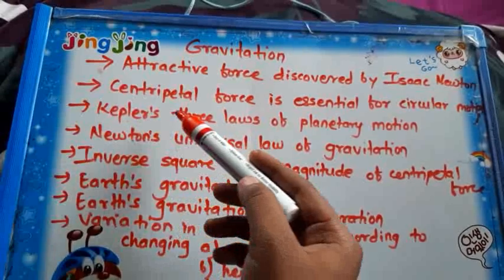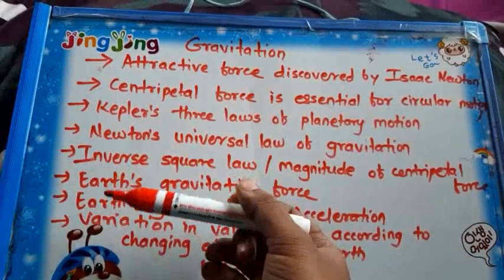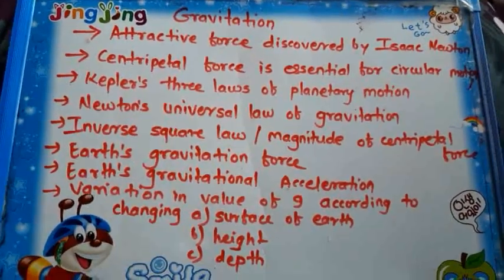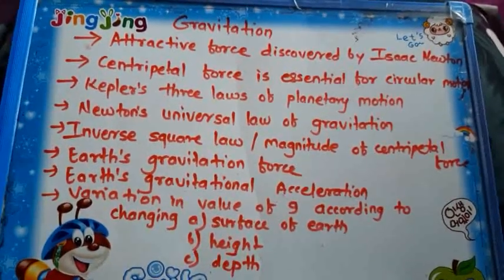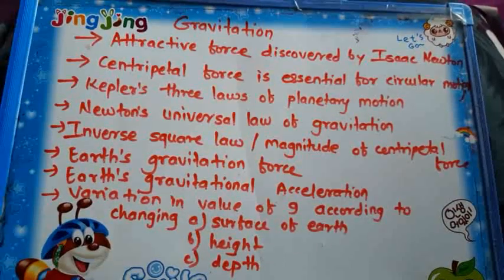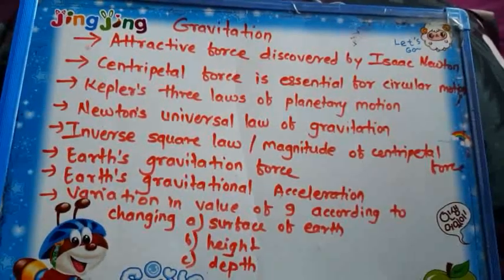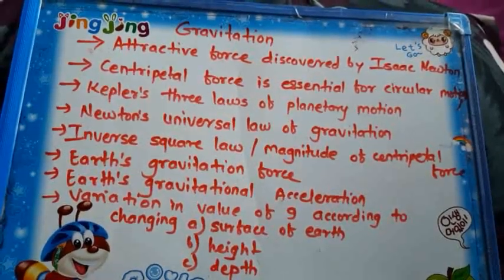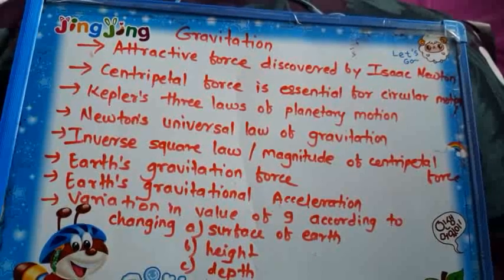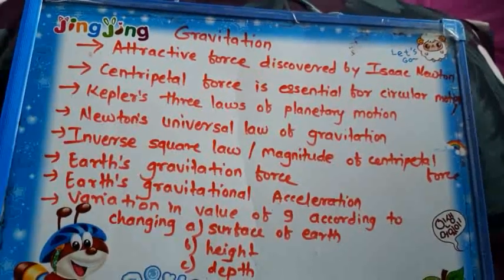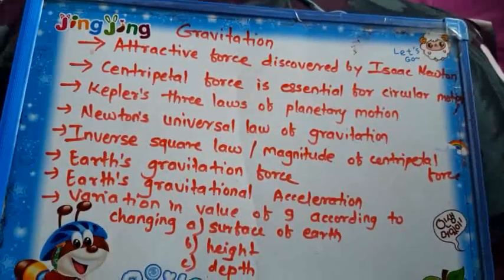Next, Kepler's 3 laws of planetary motion. Out of those 3 laws, the first law was: the orbit of a planet is an ellipse with the sun at one of the foci. Kepler's second law states the line joining the planet and sun sweeps equal areas in equal intervals of time. And Kepler's third law states the square of its period of revolution around the sun is directly proportional to the cube of the mean distance of the planet from the sun.